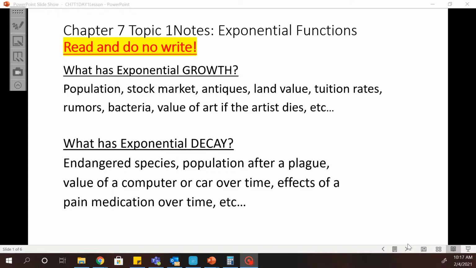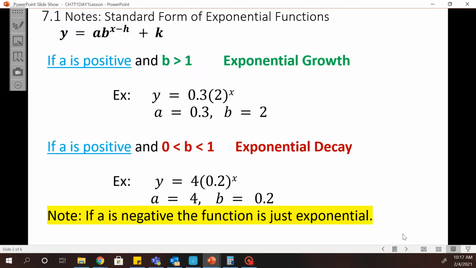Decay would be something that simply decreases in value or size over time at a specific rate based on a percentage. So the population of endangered species, population after a plague, value of assets, effects of medication, that kind of stuff. First thing we're going to look at for exponentials is how to graph exponentials.